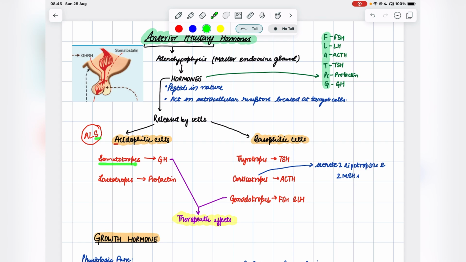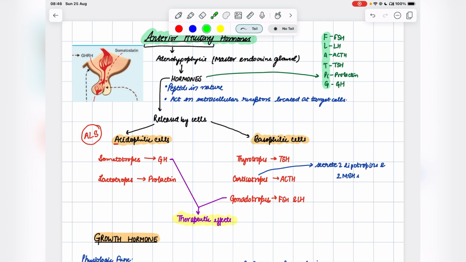S is for somatotropes, which is another name for the cells that release growth hormone. So growth hormone is secreted by somatotropes. These are the only two hormones secreted by acidophilic cells. All the rest of the hormones that we discussed in FLAT PIG are released by basophilic cells. By thyrotropes, TSH; by corticotropes, ACTH; by gonadotropes, FSH and LH. Corticotropes also secrete lipotropins and MSH. MSH is melanocyte stimulating hormone.